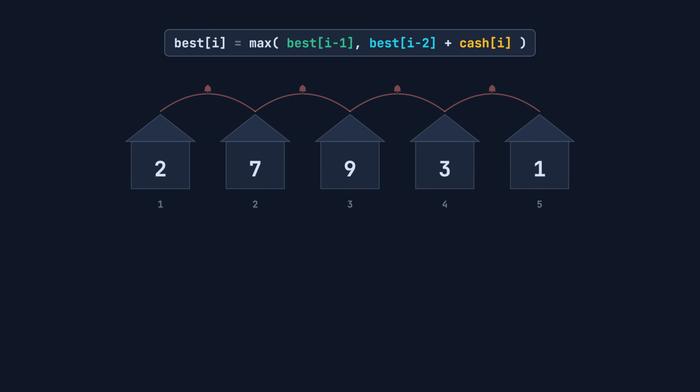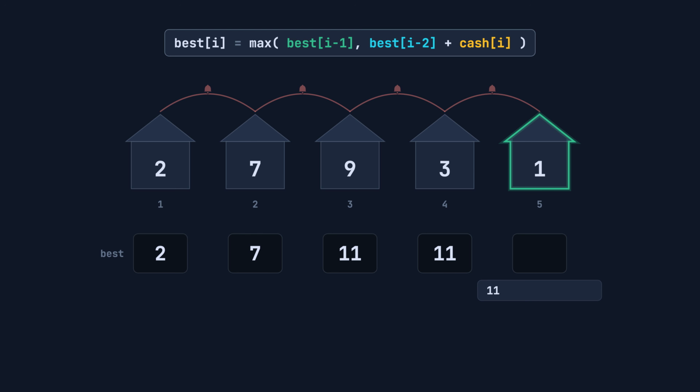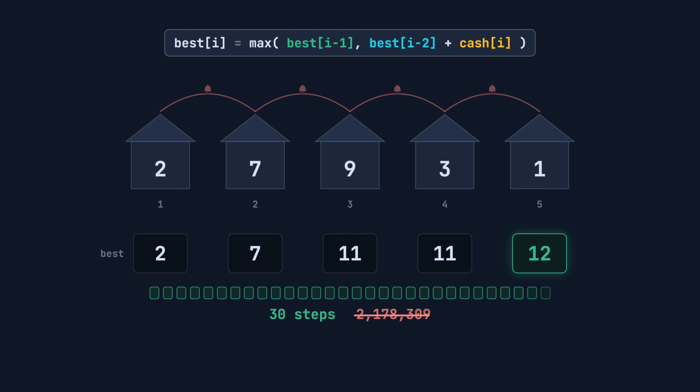Okay, let's run it. Best up to house 1, that's 2. House 2, skip or rob, that's 7. House 3, 7, or 2 plus 9, that's 11. Now pause and try house 4 for yourself. If you said 11, you've got it. 3 plus 7 is only 10, and 10 loses. Let's go to house 5. The best next door, that's 11, or the best from 2 back, 11 plus 1 inside, that's 12. Done. And a street of 30 houses would take 30 of these steps, not millions.